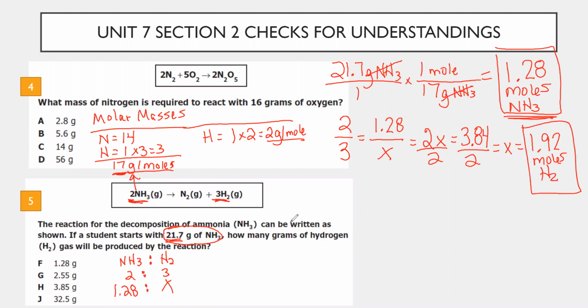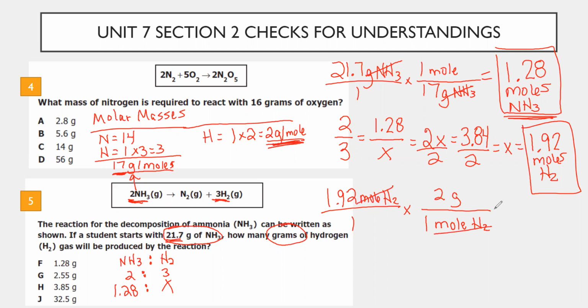But again, we're not done because they want to know the grams. So we know we have 1.92 moles of H2. And we got to convert it to grams. And how many grams are in 1 mole of H2? We figured it right here. 2 grams. Our moles cancel. And then we just take the 2 times the 1.92, and you end up with 3.84 grams of H2. So that is our final answer. And that is letter, close enough, letter H, 3.85.